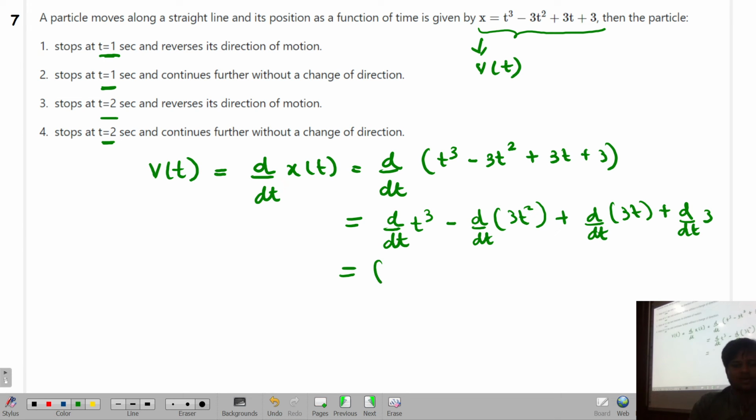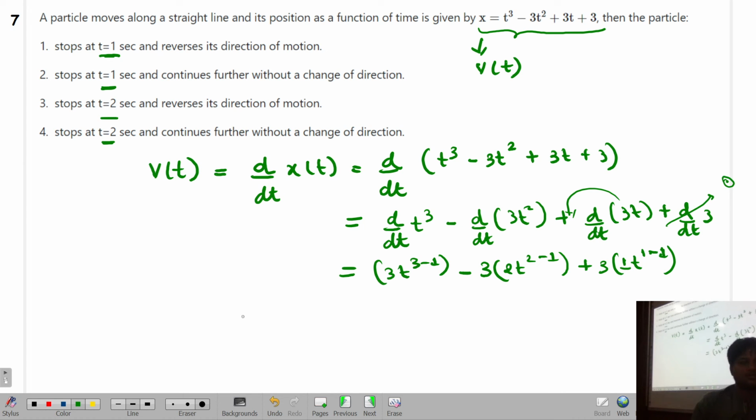Now, this will be what? 3t to the power of 3 minus 1, minus, this 3 will come out as it is a constant. This is t square, so 2t to the power of 2 minus 1, plus, again this 3 will come out as it is a constant, 3 d by dt of t, which is equal to 1 times t to the power of 1 minus 1. Here it is only a constant, so this value will become 0. So what did I get as the velocity equation? Velocity dependent upon time is 3t square minus 6t plus 3.